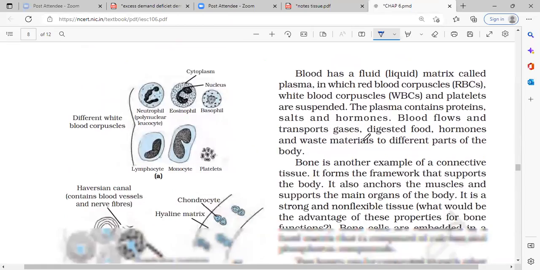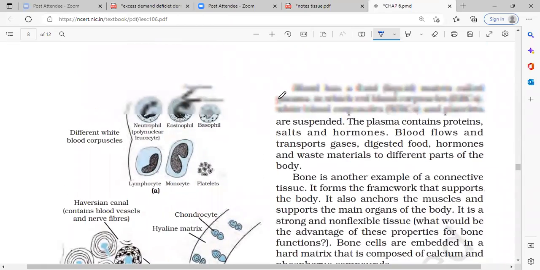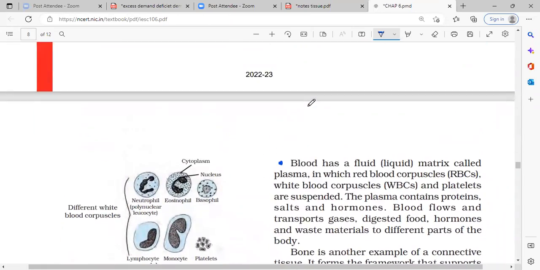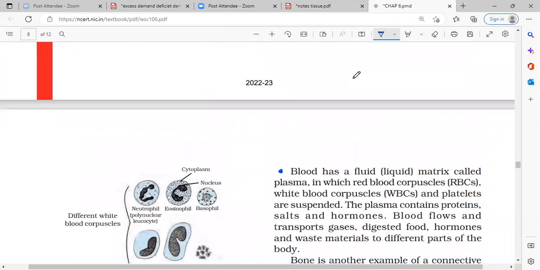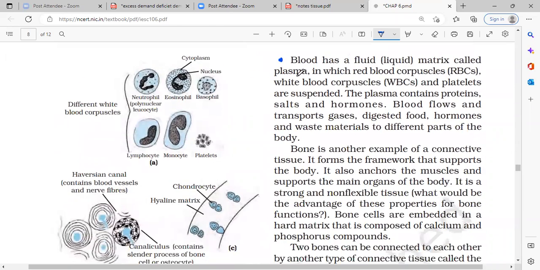Clear? Okay. So first of all, we will do blood. So ma'am, what is blood? These are the examples of connective tissue. Blood has a fluid liquid matrix called plasma, in which red blood corpuscles, which is RBC, and WBC, and platelets are suspended. The plasma contains protein, salt, and hormones. Blood flows and transports gases, digested foods, hormones, and waste material to different parts of the body.